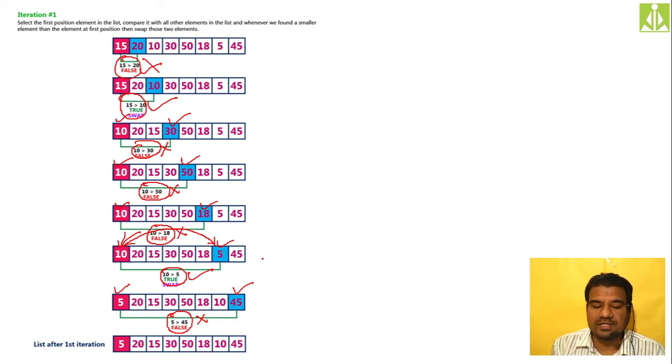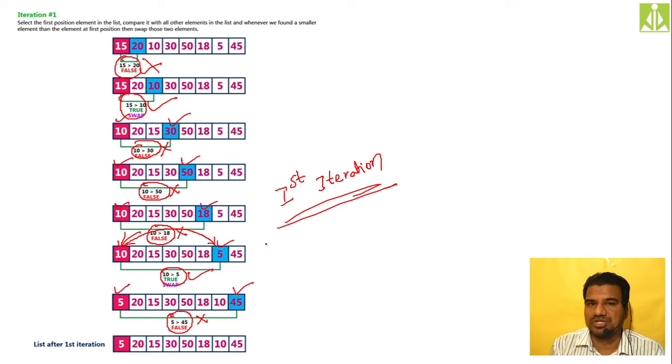So after the first iteration, this is only the first iteration. Don't think that we have concluded the complete sorting operation. It is not like that. We have completed only the first iteration. After the first iteration, the smallest element will come in the first position and the rest are still unsorted. Only the first element is coming in its right position. So the remaining list from the second element to the last element is still unsorted.